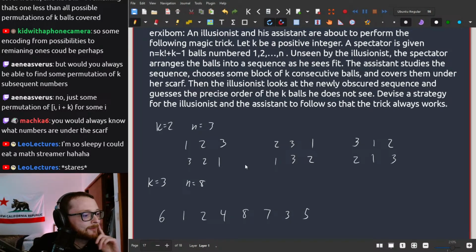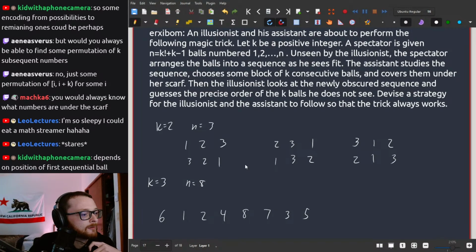Cover k balls, you have k factorial minus 1 remaining. One less than all possible permutations of k balls covered. Some encoding from possibilities to remaining ones. Yeah. That's what we've kind of been trying to wrestle with, kid with a phone camera. Yeah, feel free to keep putting thoughts in chat.